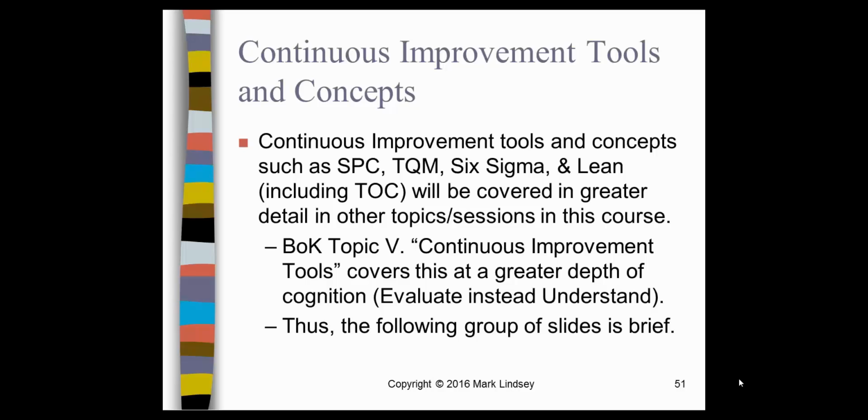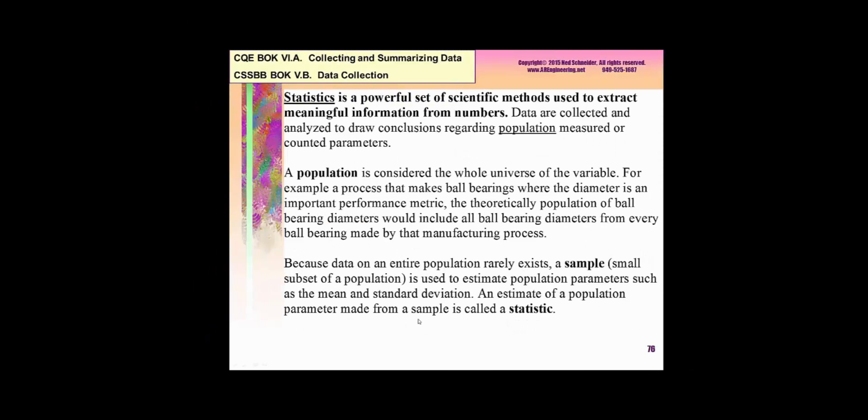So continuous improvement tools and concepts, such as SPC, TQM, Six Sigma, and Lean, including the theory of constraints, will be covered in greater detail in other topic sessions in this course. In our next lesson, we will cover some basics on data collection and data analysis.